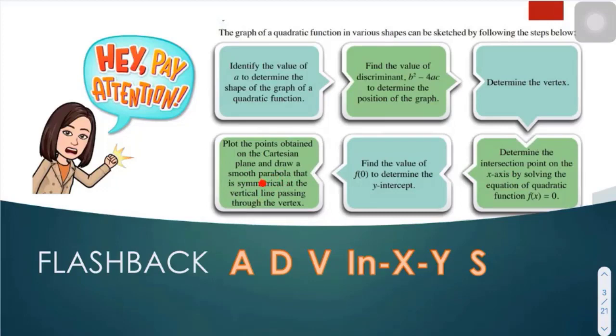Sketch your graph. Remember these 5 abbreviations: A, determine the value of A. D, your discriminant. Find the vertex, intercept x and y. And last, only then you sketch.